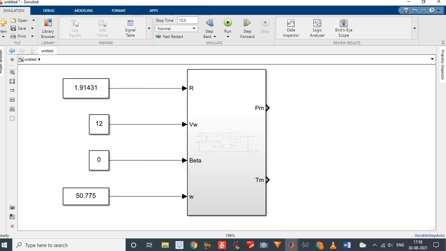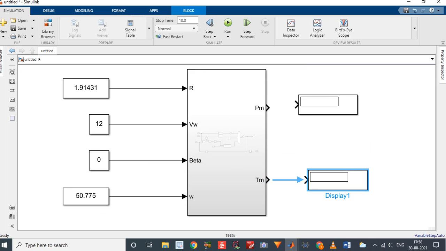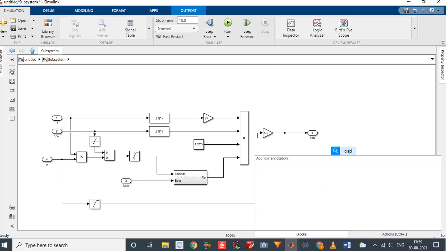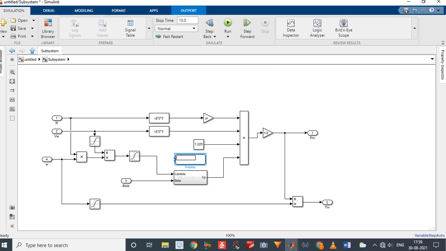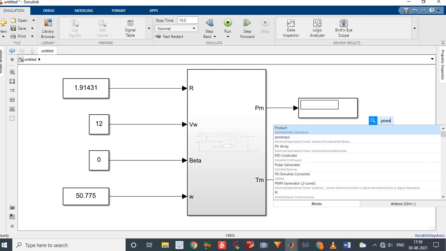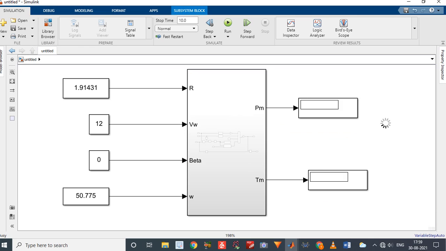Now I'm going to run this. So here I can give display. Also we have to connect a display inside also to see the values. Now I'm going to run this. Before that we have to call power B. Now I'm going to run.